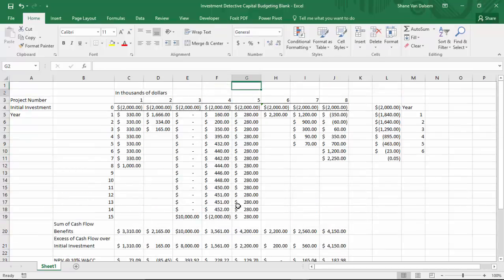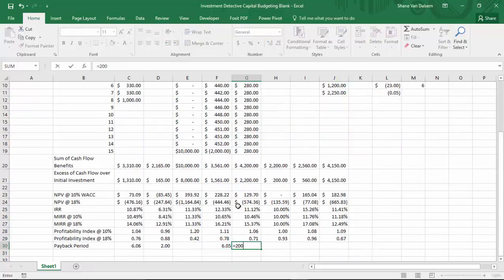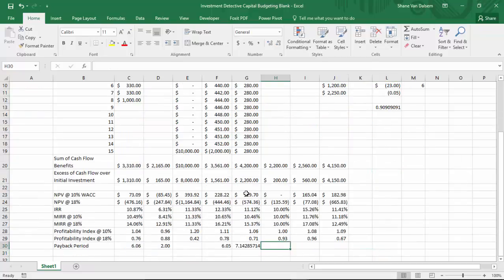The next year we have 2,000, and then we have an annuity of $280,000 for 15 years. So again, we can just take that 2,000, our initial investment, and divide that by $280 per year. We get a payback period of 7.14 years. Here we get a payback period of a little less than 1 year. So I'm going to take 2,000 divided by 2,200. We get a payback period of 0.91 years. So that's a pretty quick payback.